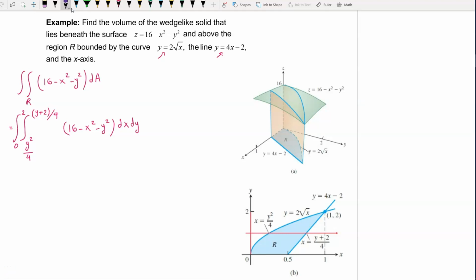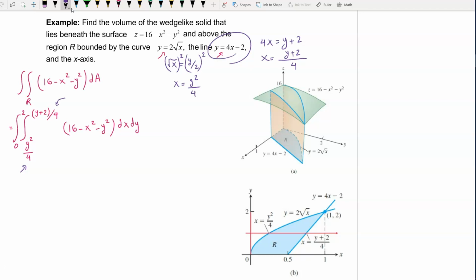So based on the inner integral, which is with respect to x, solving for x: the square root of x is equal to y over 2, and then use the second power. So x is equal to y squared over 4. This is what we have here on this part. And for this part, solving for x, we have 4x equal to y plus 2. So x is equal to (y plus 2) over 4. And that is what we have here on this part.